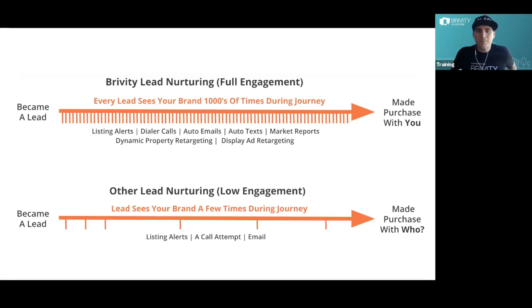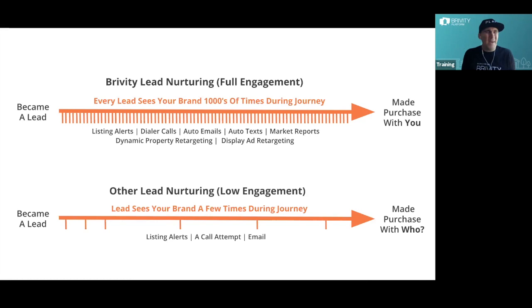Here's what happens with most people that come into your database, right? Down at the bottom, these could be a lead. This could be a past client. This could be a sphere. This is anybody in your database. Your ability to reach out and stay connected to them, touch them through phone calls, emails, text messages, that bottom line there represents most of the contacts in your database and your engagement with them, right? When they first came into your world, you probably called and texted them a few times, but they weren't ready. They were 2 years out and you stopped after that.